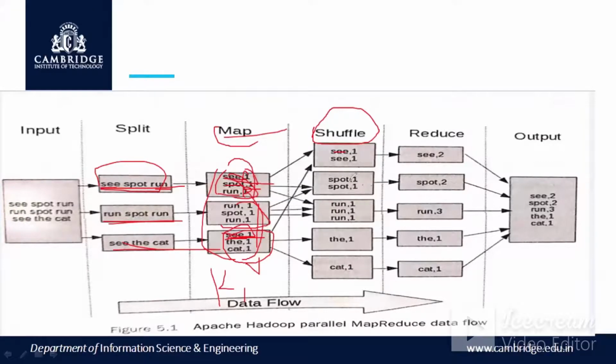You can see the next shuffler. Similarly, it will check for the key value pair spot in the first mapper, second mapper, and the third mapper. Whenever it finds the key value pair spot 1, it will put it into the second shuffler, that is spot. Similarly, the third key value pair is run, the fourth one is the, and the fifth one is cat. You can see the shuffler doing the shuffling job, that is, it will segregate and aggregate these key value pairs into shufflers.